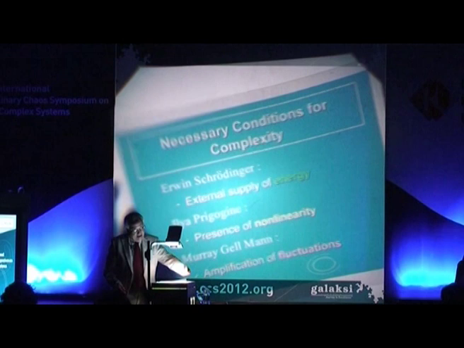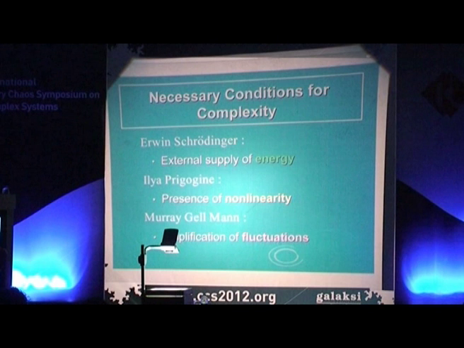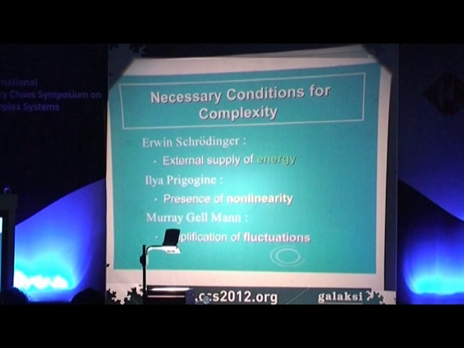Now, many famous scientists, including Schrodinger, Prigogine, and Gell-Mann, were all striving to understand what is complexity. Even though they don't have a definition, they all realize that you need something important to have this phenomenon. So Schrodinger said you need an external supply of energy. That's what he said: you eat, as Schrodinger said, that's metabolism, right? That's what he means. You need an external source of energy.